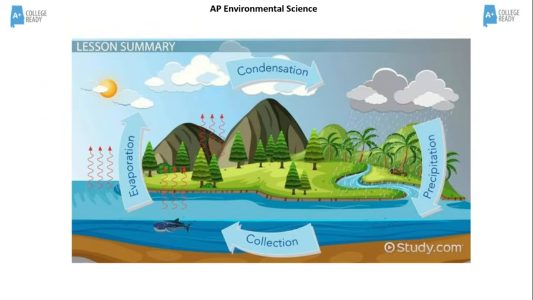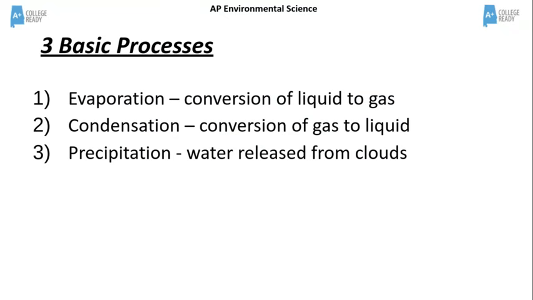This more simplified diagram shows the basic processes of evaporation, condensation, precipitation, and collection. Evaporation is the conversion of liquid water to water vapor. Condensation is the conversion of water vapor to liquid water. Precipitation is liquid water in the form of clouds being released as rain or snow.